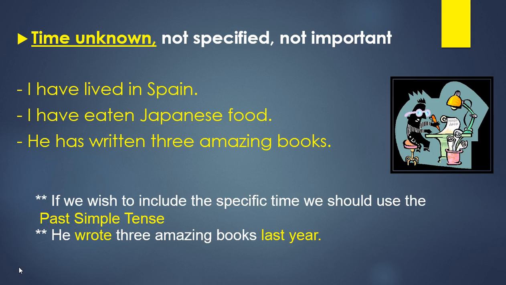An important note to make: if we wish to include the specific time, we should not use present perfect, we should use the past simple tense. For example, he wrote 3 amazing books last year. Talking about last year, an action that he did at a specific time, then we use past simple. But when we're not using those specific times, we continue to use the present perfect.